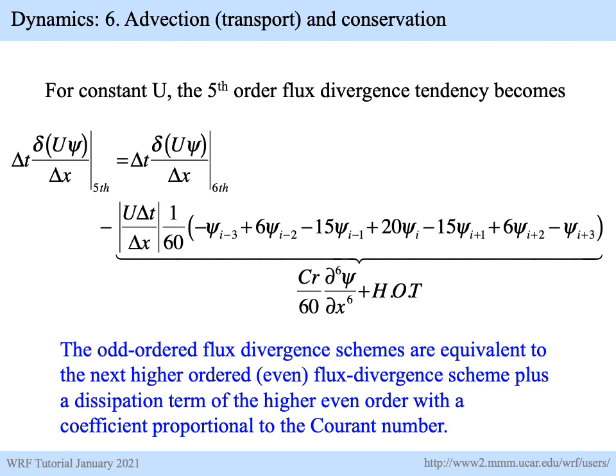For the fifth order flux, which is the default in WRF for horizontal transport, it is equal to the sixth order flux minus this other term here. And this other term is an approximation for the sixth derivative of psi times a Courant number, U delta T over delta X. You can see that from the formula. That's a dissipation or diffusion term, a hyperviscosity, if you will, hyperdiffusion.